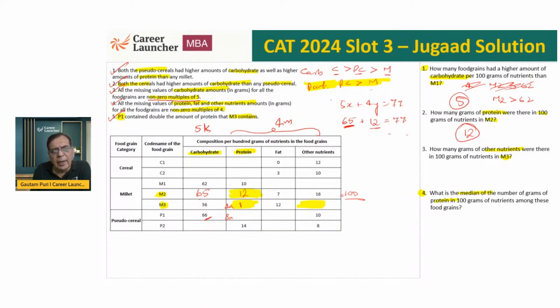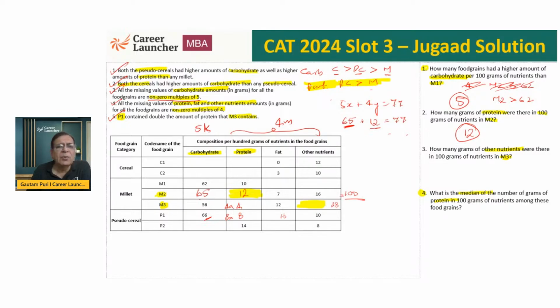So what are the possible values? They can be 4 and 8, 8 and 16, 12 and 24, and so on. Let's check all three of them. Let's start with 4 and 8. Is 4 and 8 possible? 56 plus 4 is 60, 60 and 12 is 72, so this will be 28. Multiple of 4, okay. 66 plus 8 is 74, 84, 16, multiple of 4, okay.